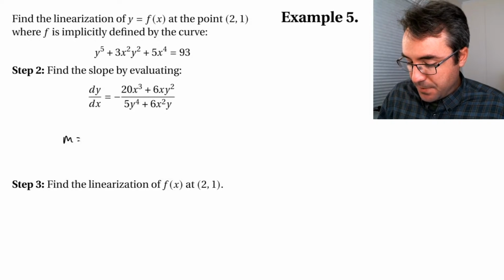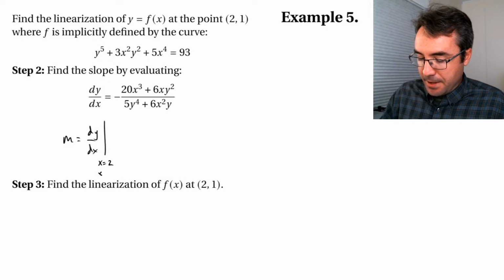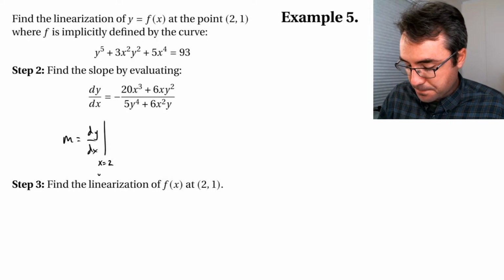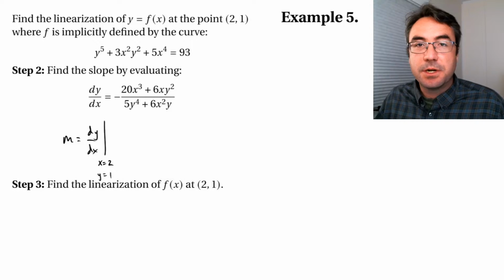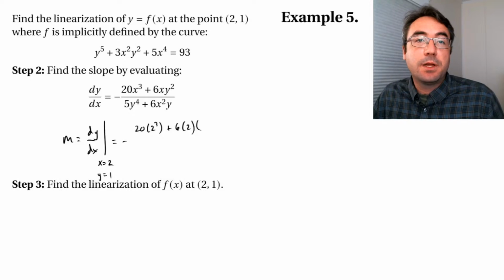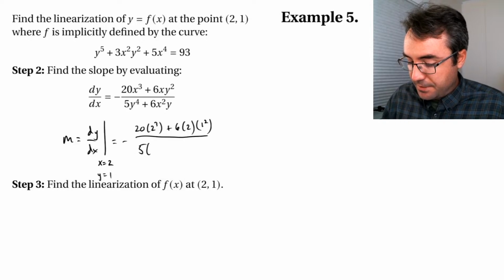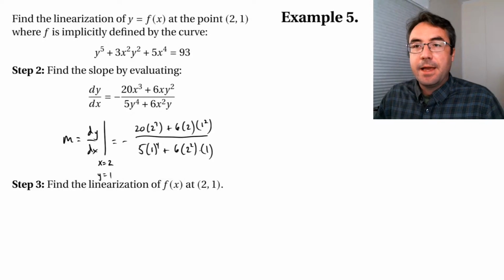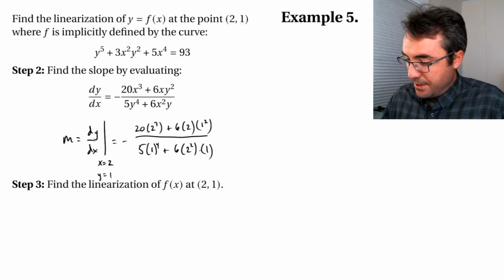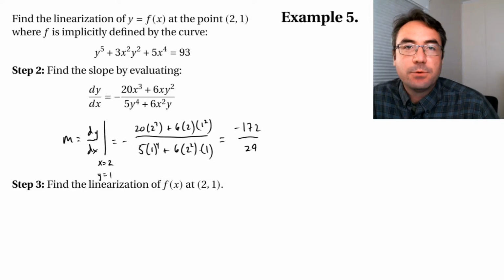Now in step 2, we're going to find the slope by evaluating at the point. So our slope m is the derivative dy dx, where we're going to evaluate this when x is equal to 2 and when y is equal to 1. So wherever we see an x, we're just going to plug in 2. So we're going to get 20 times 2 cubed plus 6 times 2. And then wherever we see a y, we're going to plug in 1. So we get 6 times 2 times 1 squared all over 5 times 1 to the fourth plus 6 times 2 squared times 1. And doing the arithmetic, we end up with negative 172 over 29. And we'll just leave that as a fraction.